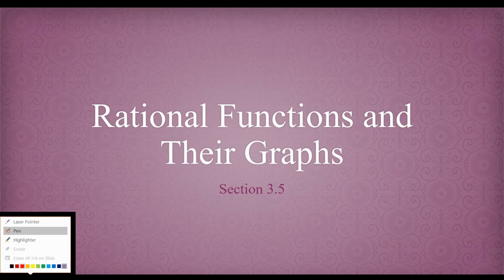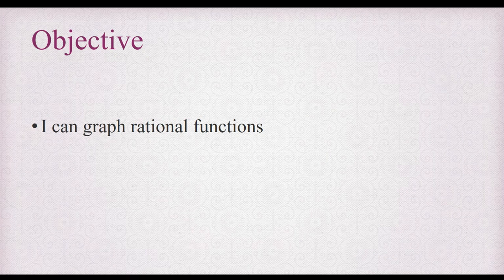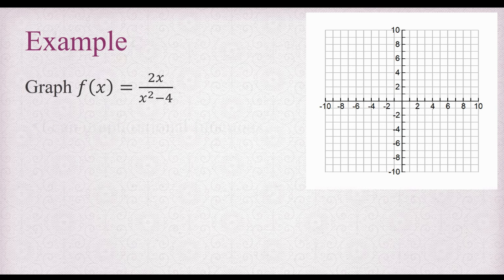All right, let's go ahead and continue with section 3.5, rational functions and their graphs. So we're going to continue graphing rational functions. So here's our first example. We are going to graph f of x equals 2x divided by x squared minus 4.